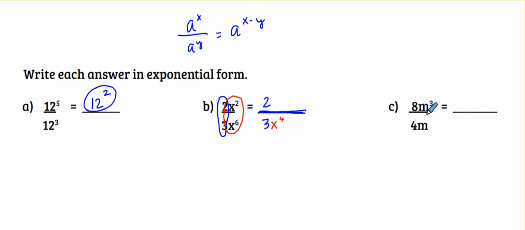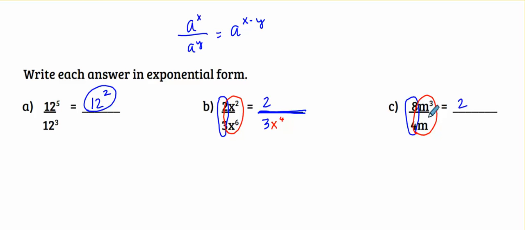Now we look at C, so let's look at our coefficients first. We have 8 divided by 4. Well, 8 divided by 4 is 2. Remember, these are whole numbers. We're not subtracting them. They are just regular old numbers, and we have known how to divide 8 by 4 for some time now. Okay, now we look at our variables.